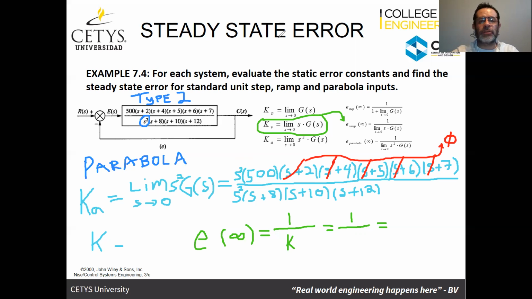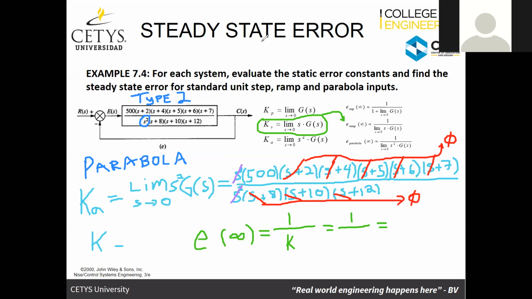What's going to happen now, these two S squareds are going to cancel each other out. We're going to have these turn into 0. And so are the ones on top. But now, somebody help me out with the calculations. It's going to be 500 times 2 times 4 times 5 times 6 times 7 divided by 8 times 10 times 12, which is the 960 that I believe we've already.